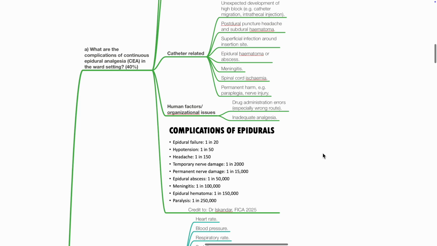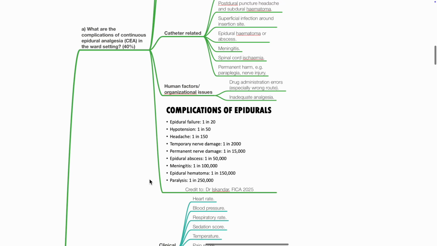Incidence of complications of epidurals: epidural failure 1 in 20, hypotension 1 in 50, headache 1 in 150, temporary nerve damage 1 in 2000, permanent nerve damage 1 in 15,000, epidural abscess 1 in 50,000, meningitis 1 in 100,000, epidural hematoma 1 in 150,000 and paralysis 1 in 250,000.